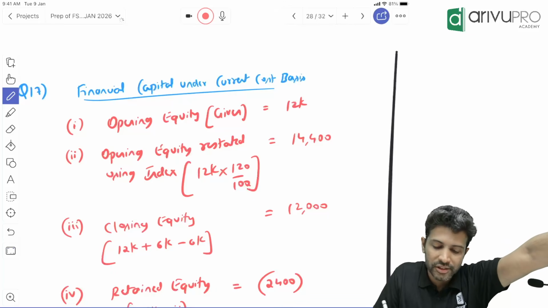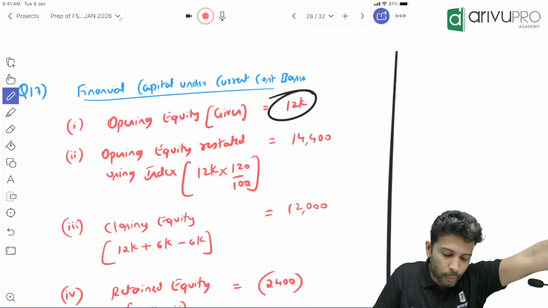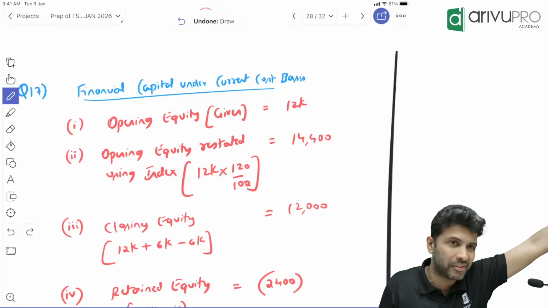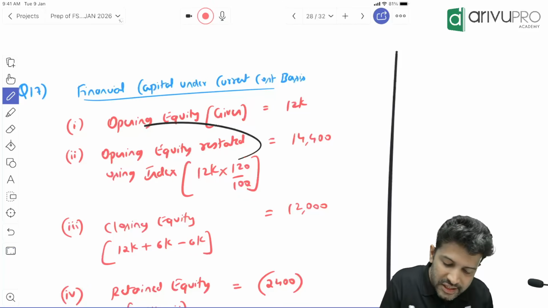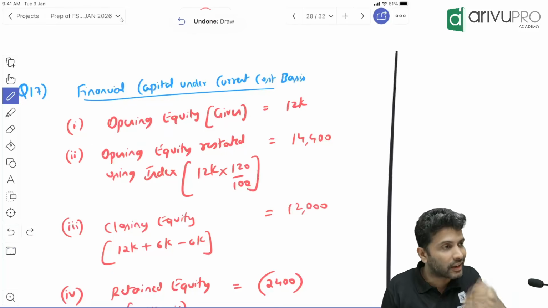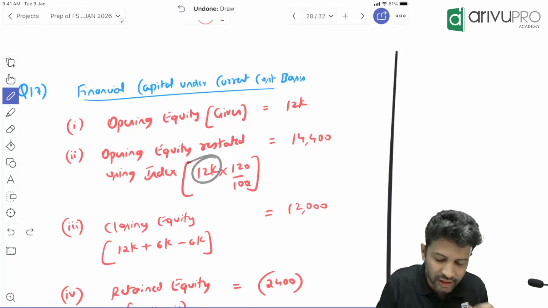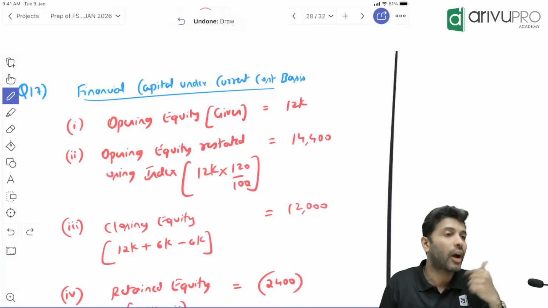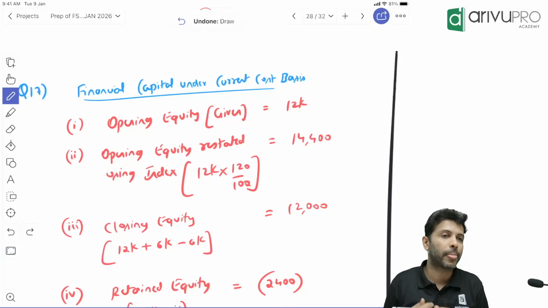What you'll have to do is first, opening capital how much? 12,000. This is the opening capital when the index was 100. Now at the end of the year, is index 100 or 120? So restate this opening equity using the latest index. What is the latest index? 120. So 12,000 is a number when the index was 100. When it has become 120, how much will be the capital?